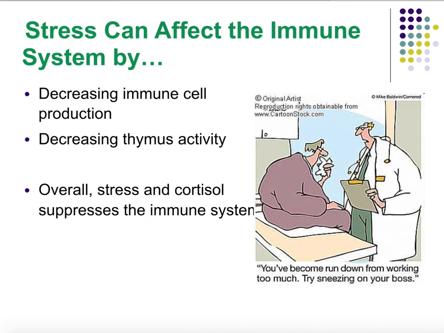And since your white blood cells are made in the bone marrow, you're going to decrease the production of those white blood cells. There's also been evidence of decreased thymus activity. And if you recall, the thymus gland is where your T cells mature. So overall, stress and cortisol suppress the immune system.